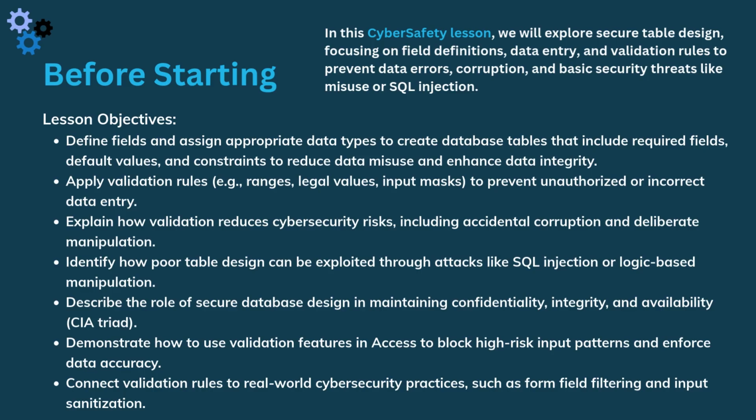In this lesson, we'll learn how to define fields and assign appropriate data types. We'll review validation rules. We'll talk about how validation helps reduce cybersecurity risk. We'll look at how poor table design can be exploited through attacks like SQL injection. We'll explore the role of secure database design in maintaining the CIA triad: confidentiality, integrity, and availability. We'll look at validation features and how they connect us to real-world cybersecurity practices.